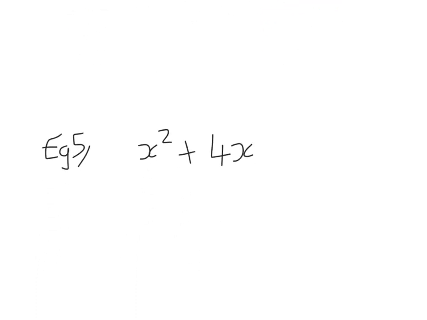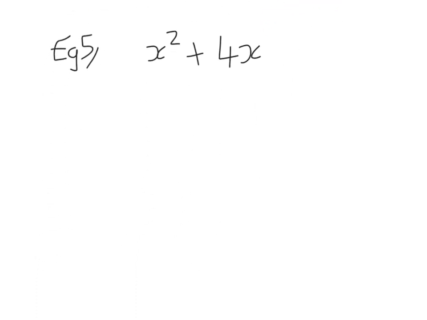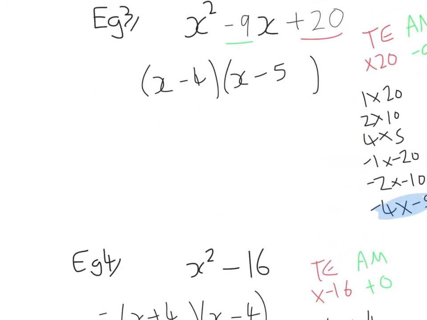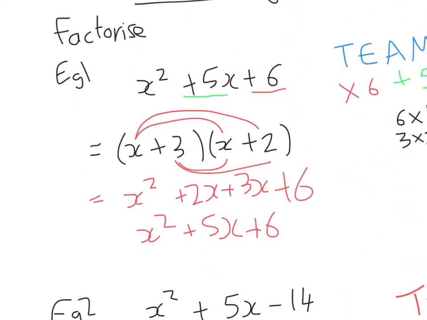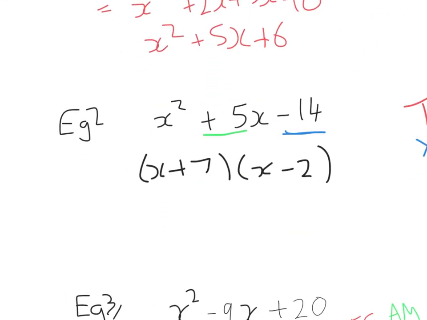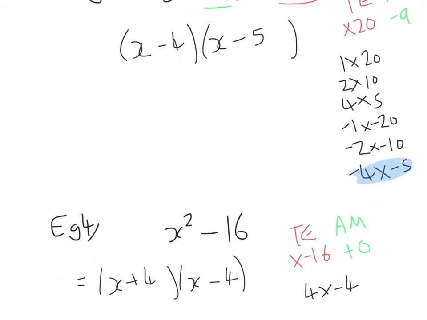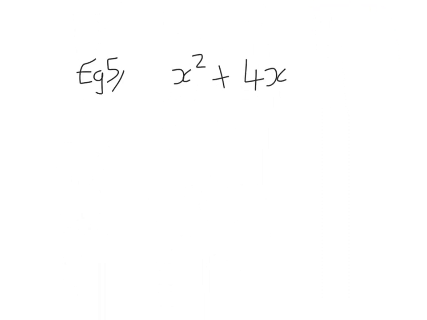And number 5, what about x squared plus 4x? Well, in this case, it's not double brackets. The first step you should always take with quadratics, and it didn't work on any of the previous examples, is to look to find a factor. It just so happened that in example 1, there's nothing common between x squared, 5x and 6. There's nothing common between x squared, 5x and minus 14. And I could do that for all of them. There's nothing common, so I couldn't bring out a common factor.